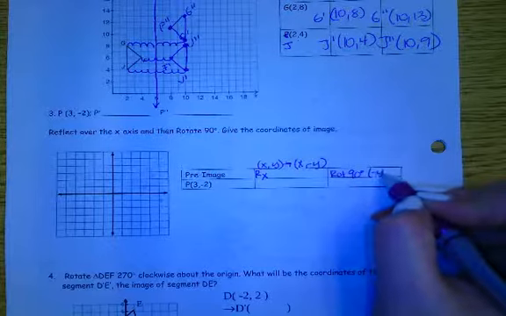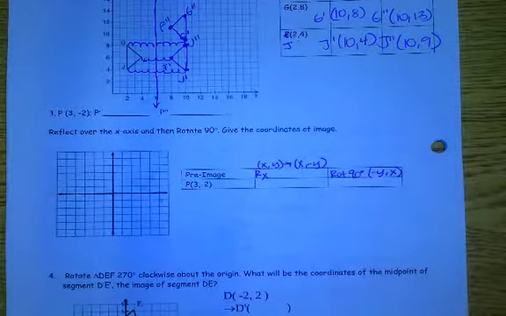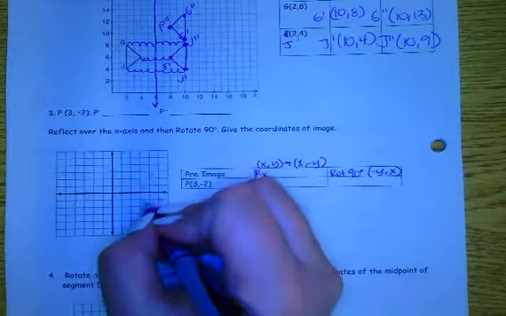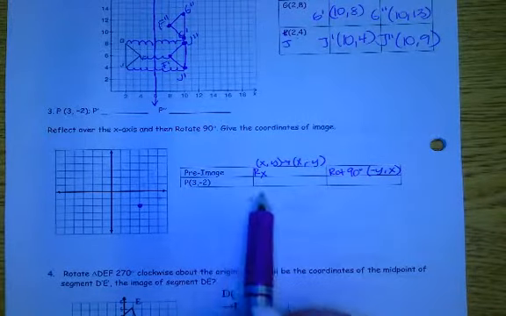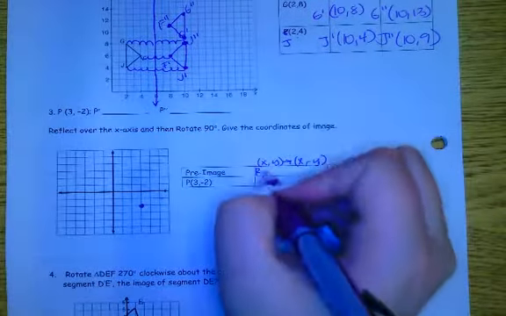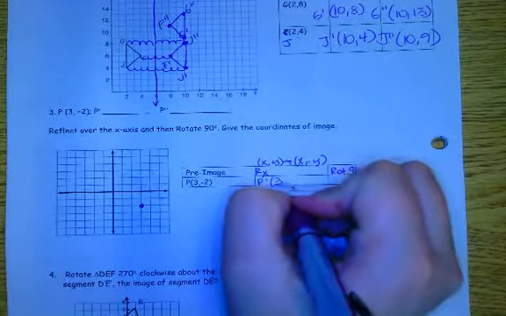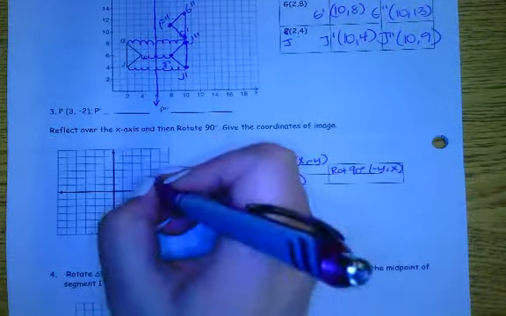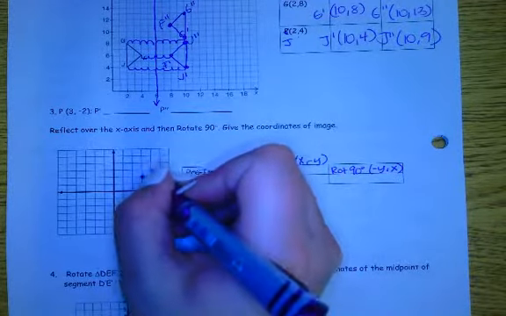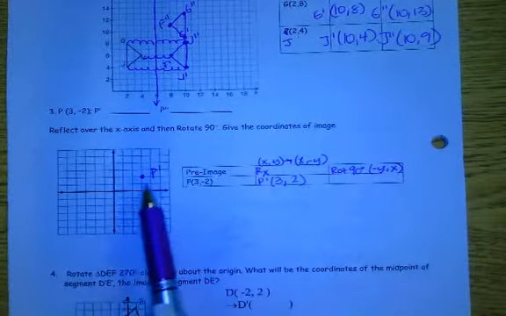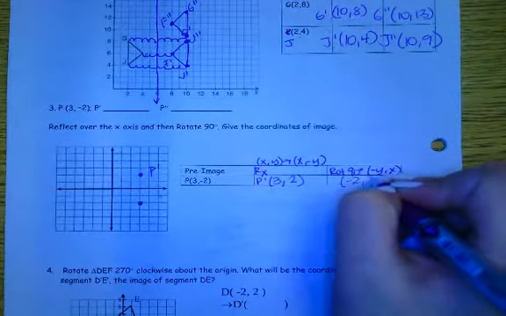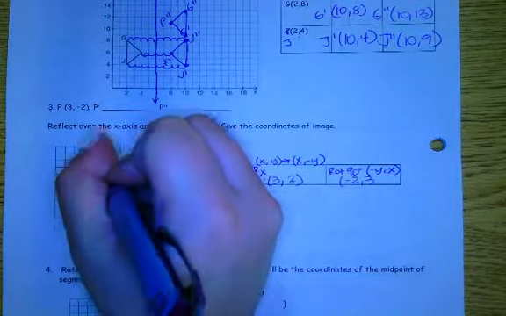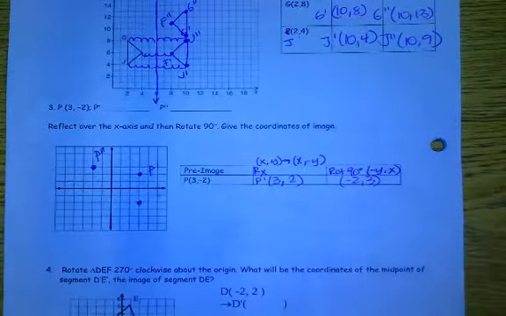Okay, so our point is currently at (3, negative 2). After I reflect over the x-axis, what's going to happen? P is going to be where? (3, 2). Okay, and now if I rotate (3, 2) 90 degrees, now what? Negative 2, 3. Questions on that?